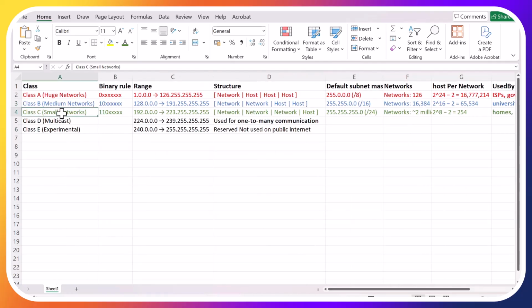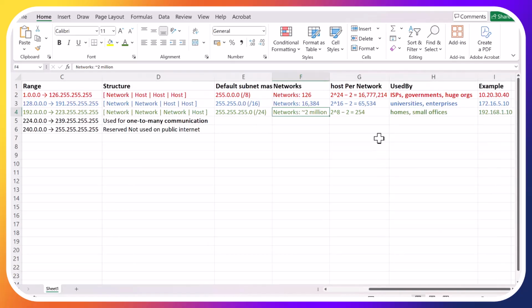Okay. Then comes class C, that is a small network. Its binary rule is like this. Range will go this way and the first 3 numbers in the decimal representation, right? Those are for network, rest are for host, and default subnet mask is this one. And around 2 million networks can be there. And how many hosts per network is 254 hosts per network. And this is the example.